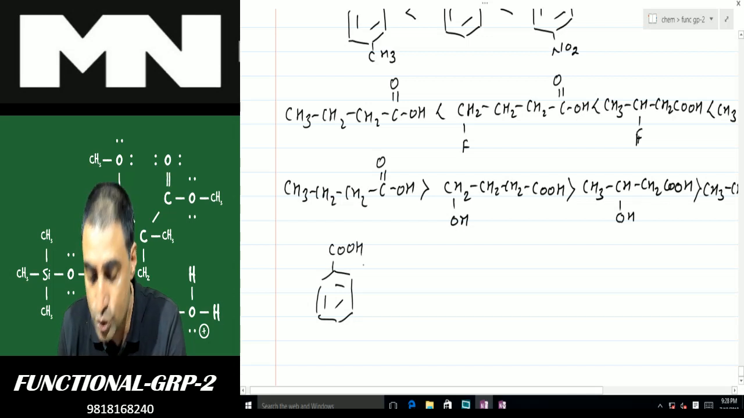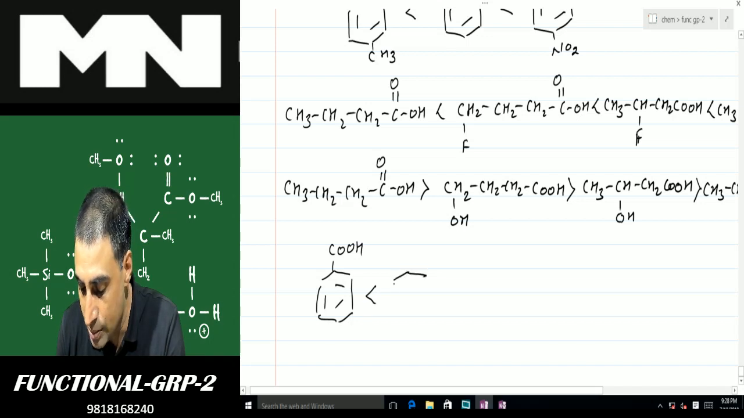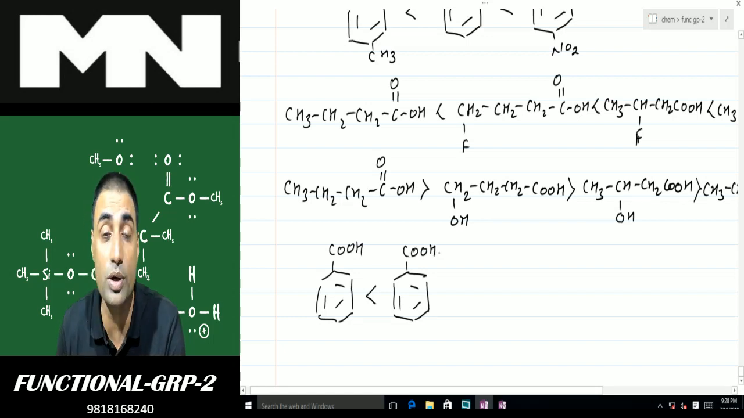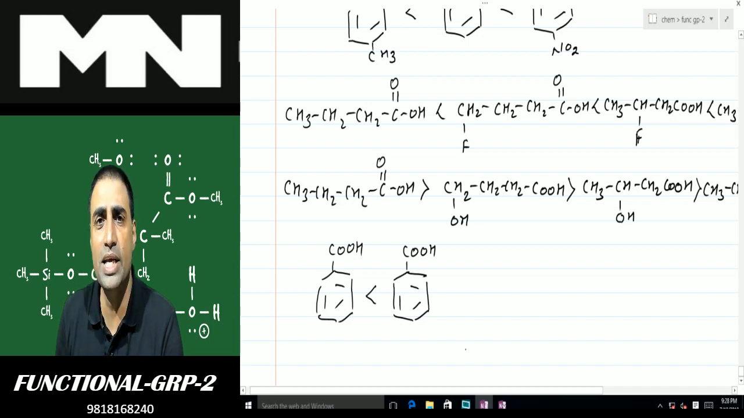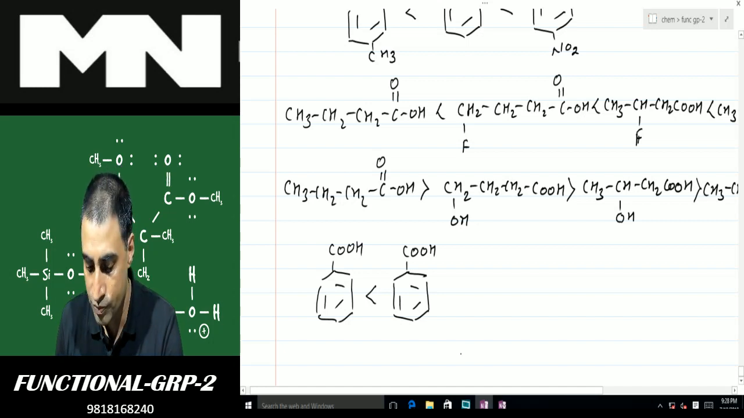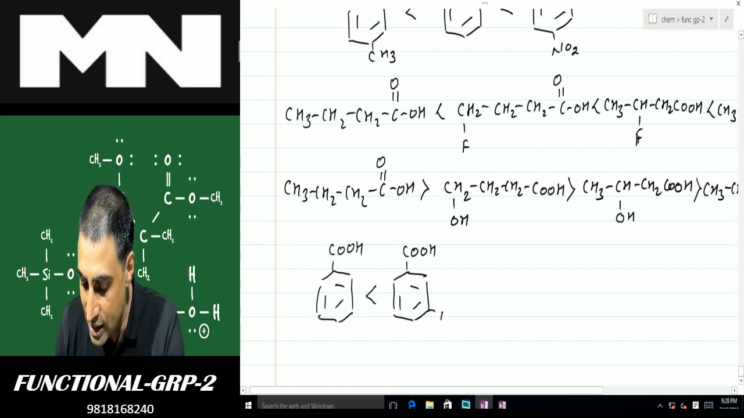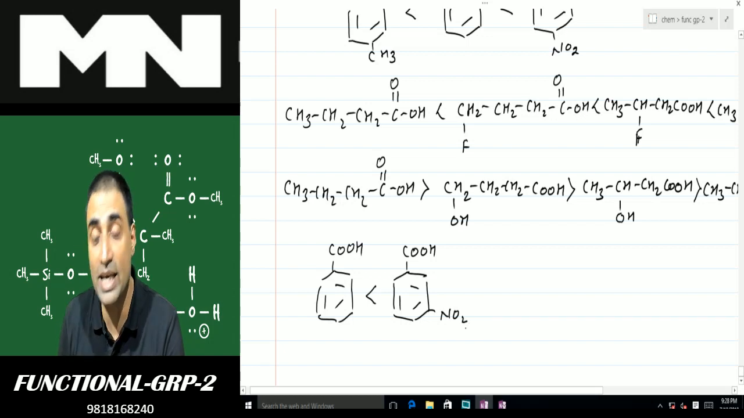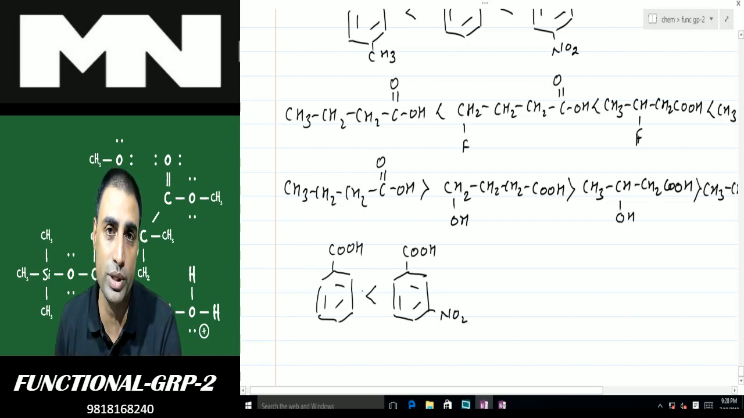This is benzoic acid. I am adding an electron withdrawing group, but at the meta position. We have already done this in alcohols and phenols, where we talked about the acidic character of phenols. There, I taught you that the effect of the substituent group is less prominent at the meta position as compared to the ortho and para positions. So meta-nitrobenzoic acid is more acidic than benzoic acid.